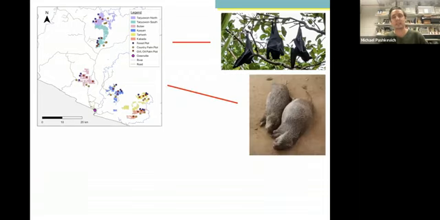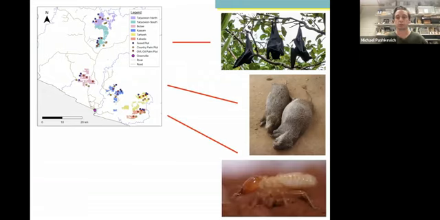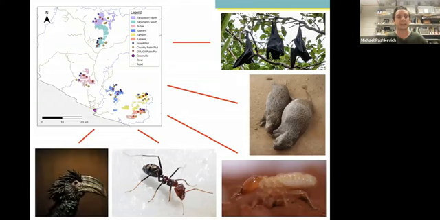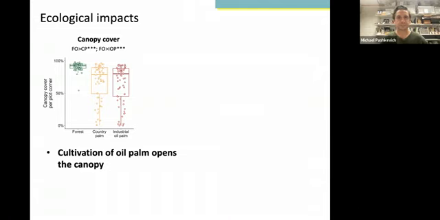So in terms of their bats, their mammal population, so these are cane rats, which actually are native, but they're viewed as a pest in community agricultural plots. They're termites, they're ants, and again, they're birds, such as this hornbill shown here. And I'm not going to go into great depth because it's still early days for the findings of this project, but our analyses of canopy cover show that logically, when you turn a rainforest into an agricultural system, you open up the canopy. That makes quite a lot of sense.